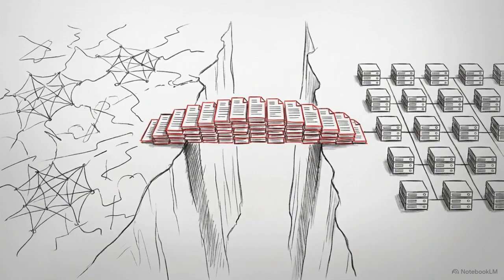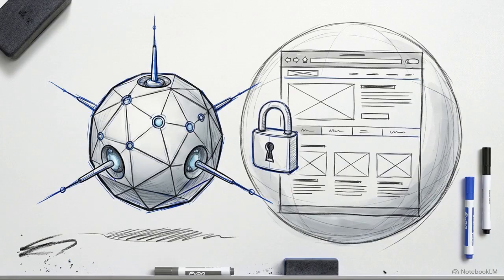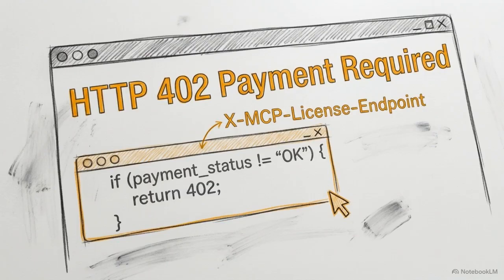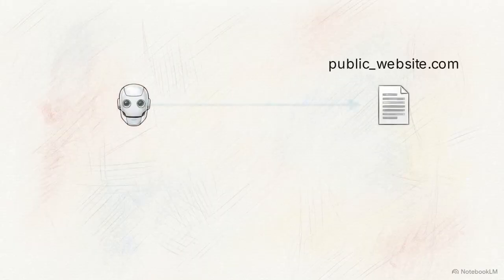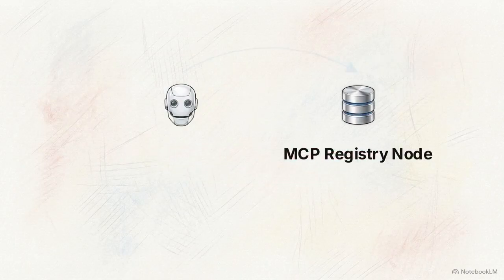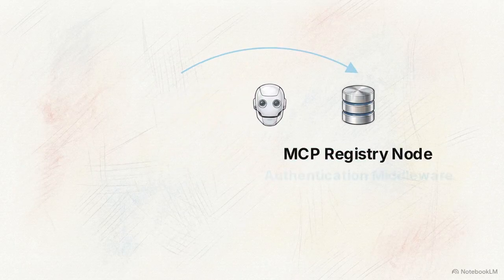Together, these legal filings map out a standardized, decentralized mechanism to bridge the gap between public web content and licensed, metered AI data retrieval. The process begins when an AI crawler attempts to directly scrape a protected URL on a creator's public web domain. Instead of serving standard HTML content or a generic access denied error, the server detects the crawler and returns an HTTP 402 payment required status code, coupled with a custom header pointing to an XMCP license-endpoint. This instructs the crawler to abandon the scrape and redirects it to a specialized Model Context Protocol registry node, where the data can be legally accessed.